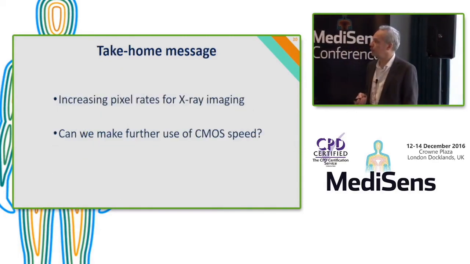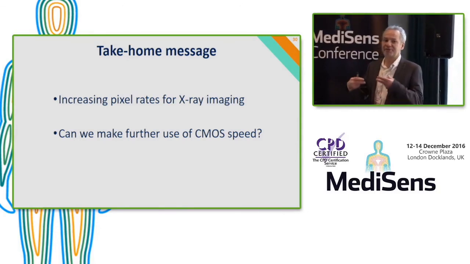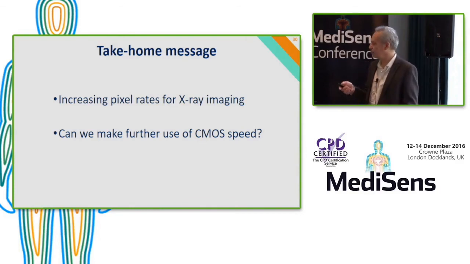And so the take-home message is that the pixel rate for X-ray imagers is increasing, and we have the potential to go even further when we look at smaller chips, and what can we do with this? So that's a question for the users.